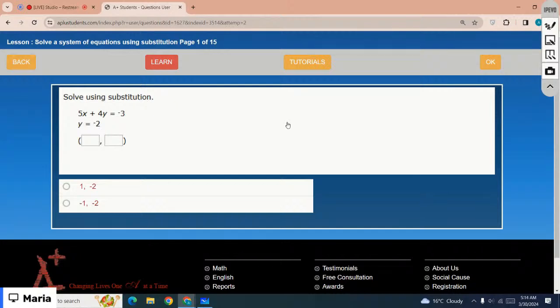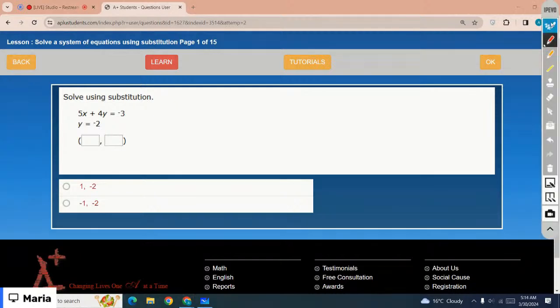Okay, so the example is 5x plus 4y equals negative 3 and y equals negative 2. Again, the variable is already isolated, right? The variable y is already isolated, and it has the value negative 2. You simply have to substitute this value in equation number 1 and solve for x. 5x plus 4, replace the y with negative 2, that equals negative 3, right? So you have 5x, 4 times negative 2 is negative 8, equals negative 3.